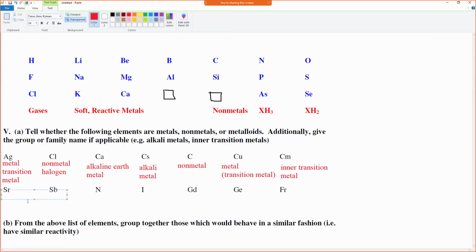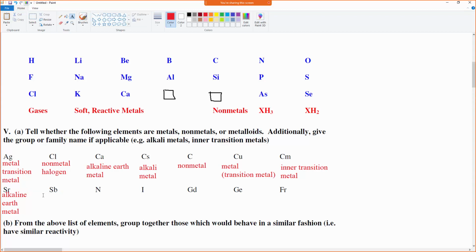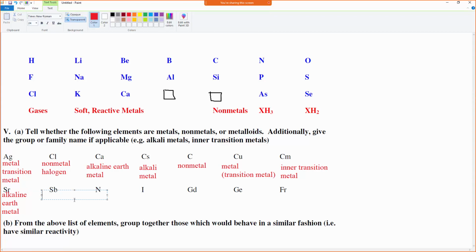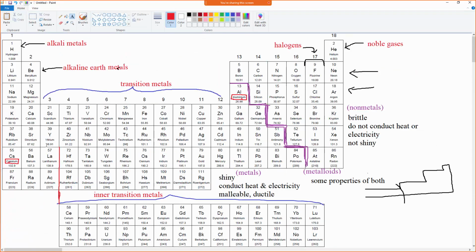Alkaline earth, perfect. Good. Sb. This is a metal. So Sb is kind of, let's see, Sr is right here. So there's your alkaline earth. Sb is over here. So it's on the metalloid line. You could call it a metalloid if you wanted to, or you could call it just a metal.